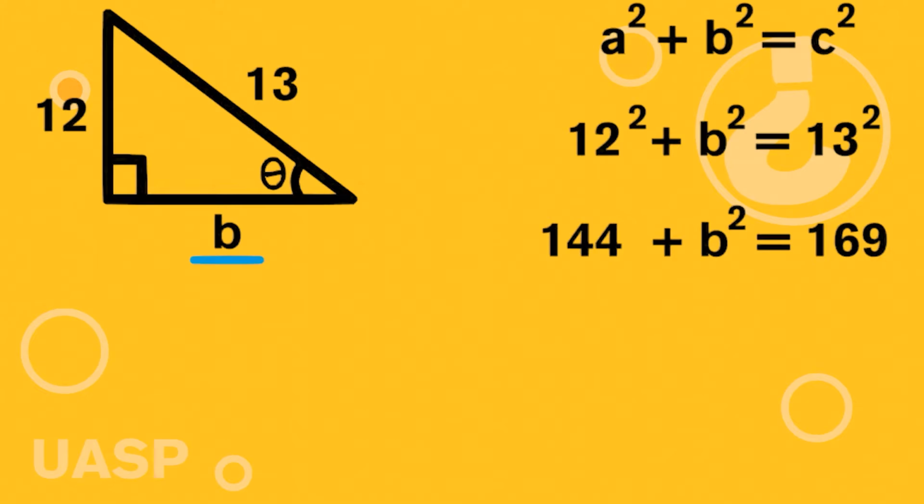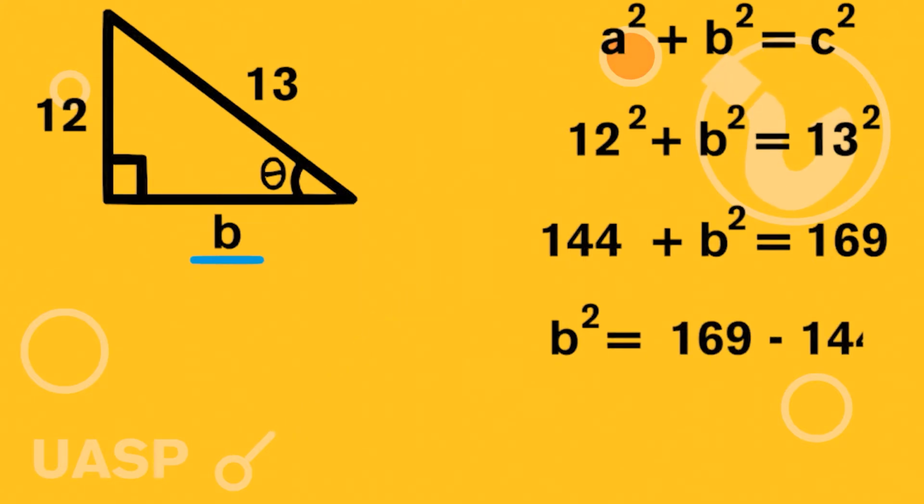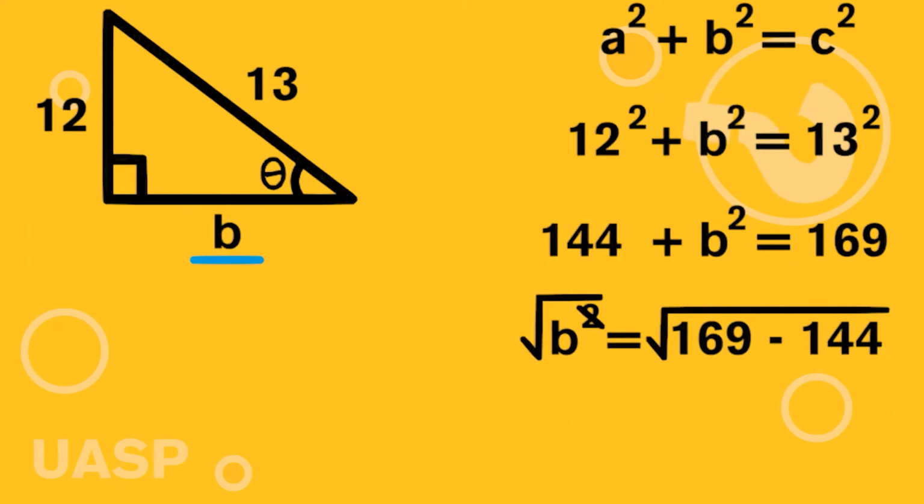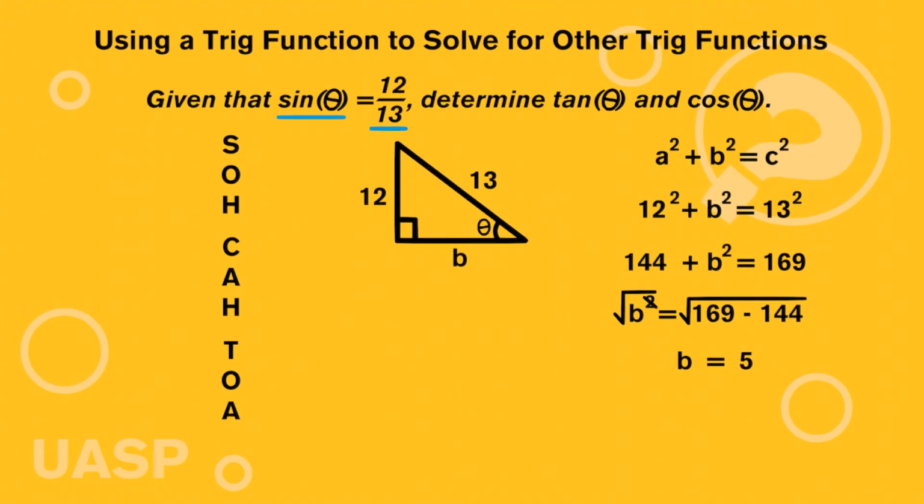Now, from here, what we need to do is get b by itself. So I'm going to subtract 144 to the other side. So we're left with b squared equals 169 minus 144. And then from here, what we'll do is square root both sides to get rid of that squared. So that goes away, and we're left with b equals the square root of 169 minus 144, and you get the answer of 5. So from here, we know that this now equals 5, and we can solve for the rest.